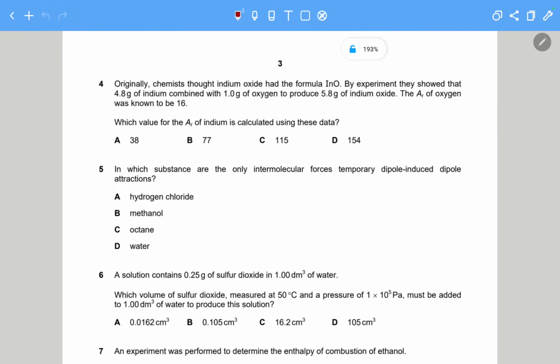Originally, chemists thought that indium oxide had the formula InO. By experiment, they showed that 4.8 grams of indium combined with 1.0 grams of oxygen to produce 5.8 grams of indium oxide. The Ar of oxygen was known to be 16. Which value for the Ar of indium is calculated using these data?